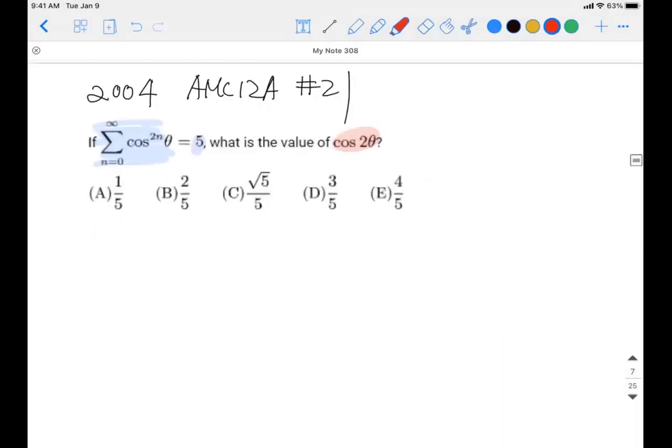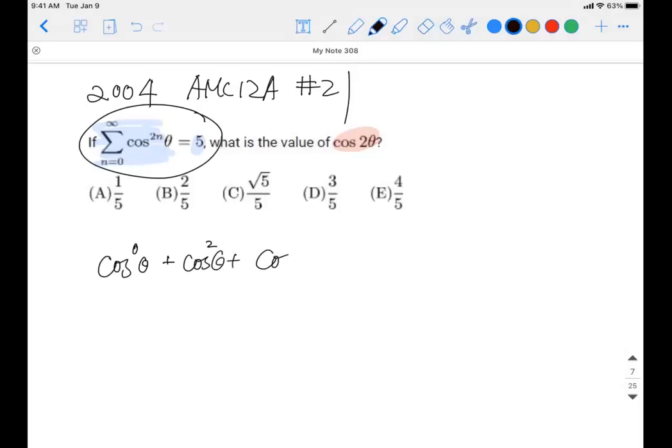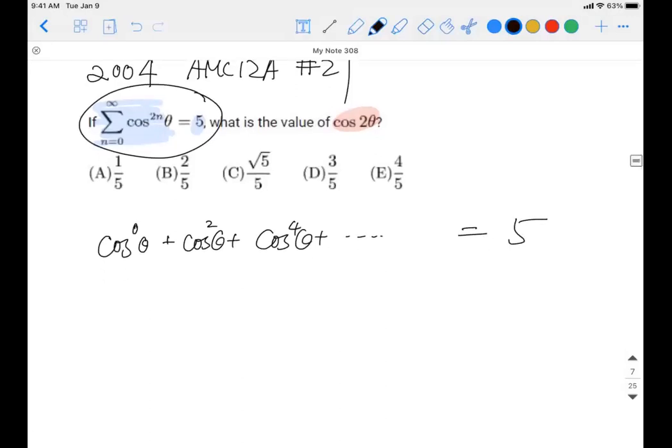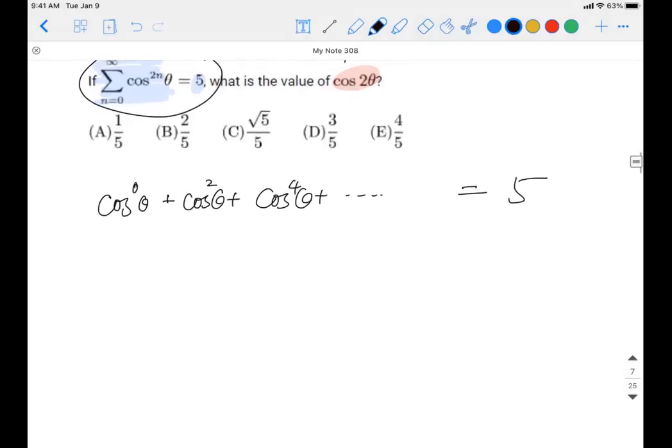For such a problem, at the very beginning, what you're going to do is you just basically write, right? You only have one condition. This is going to be cosine 0 theta, cosine 2 theta, 4 theta, all the way to whatever, adding them together equals 5. So that one means what?